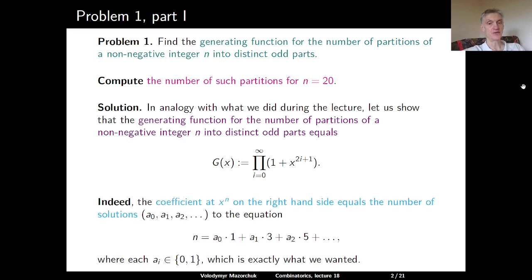Indeed, the coefficient at x to the power n on the right-hand side of this formula is equal to the number of solutions to the following equation: n is equal to a0 times 1 plus a1 times 3 plus a2 times 5 plus and so on. We want to solve this equation for a0, a1, a2 and so on, where each ai is equal to either 0 or 1. And of course, this is exactly what we wanted. So this solves the first part of the problem.